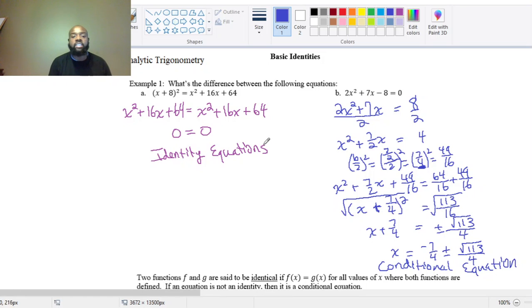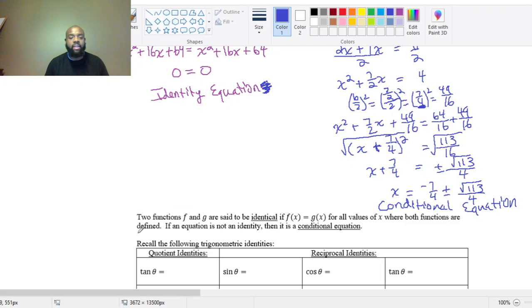All right. So this is an identity equation, and this is a conditional equation. It only is true under the condition that x equals either of those two values. Here, x can equal any real number, right? And so more formally put, two functions f and g are said to be identical if f of x equals g of x, so the left-hand side equals right-hand side, for all values of x where both functions are defined. If an equation is not an identity, then it is a conditional equation, which is what happened here.